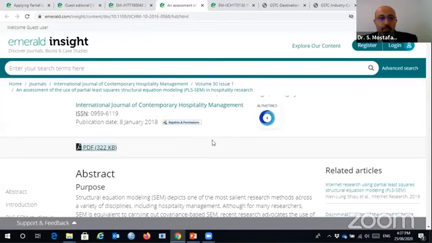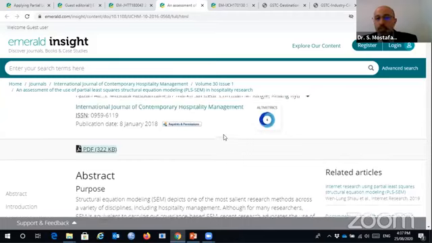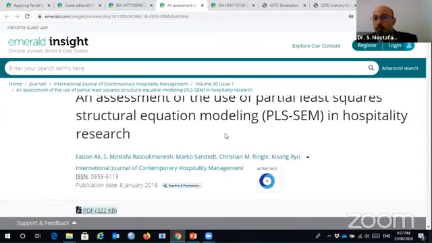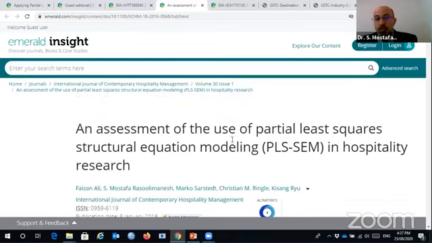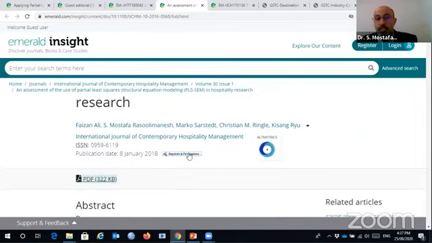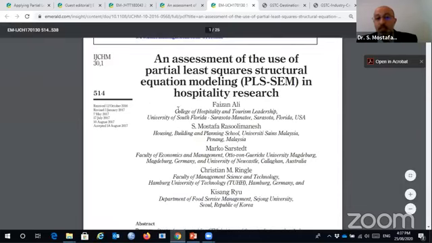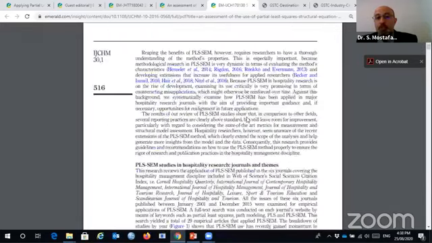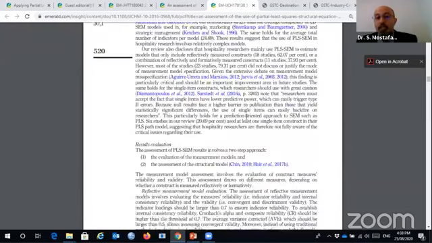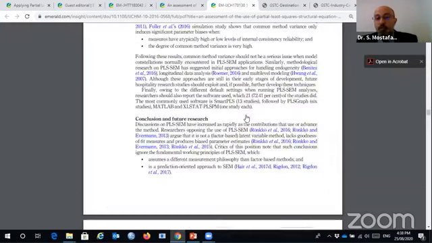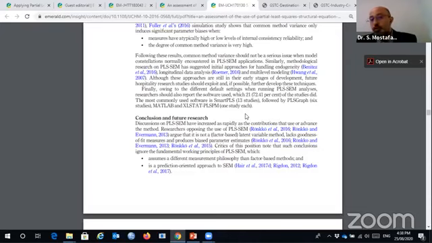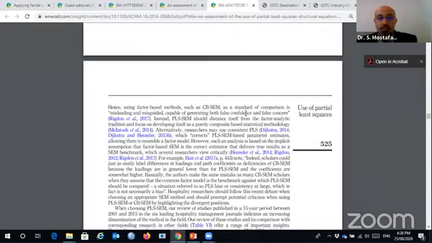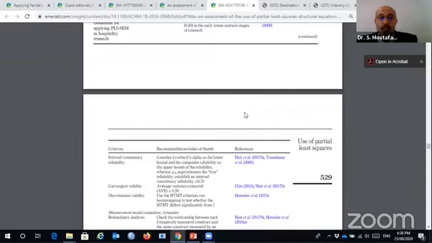Also, in this paper that we published in International Journal of Contemporary Hospitality Management, some part of my presentation is based on the guideline that we provided in this paper. This paper won the Emerald Literati Award in 2019. At the end of this paper, we provided a clear guideline for hospitality and tourism researchers, and of course for social science researchers in general, that you can use.